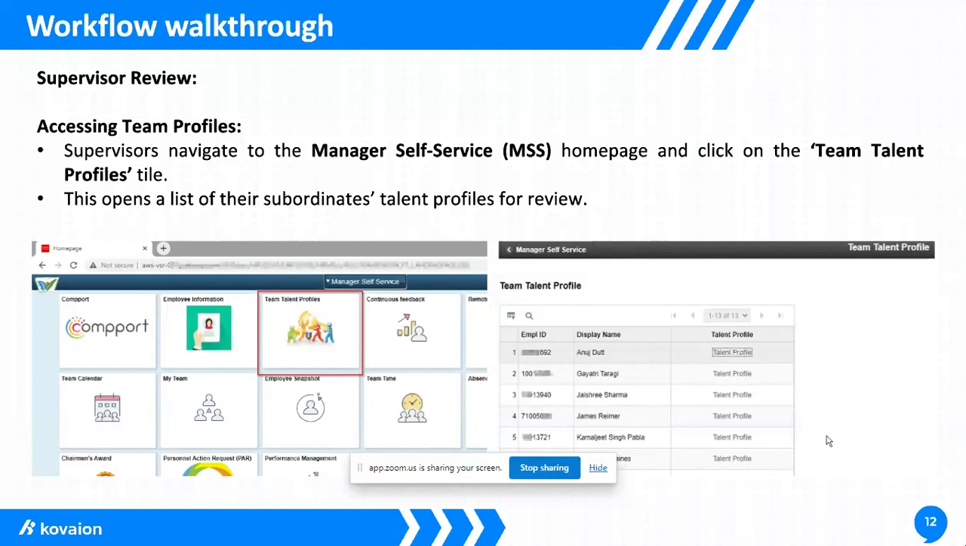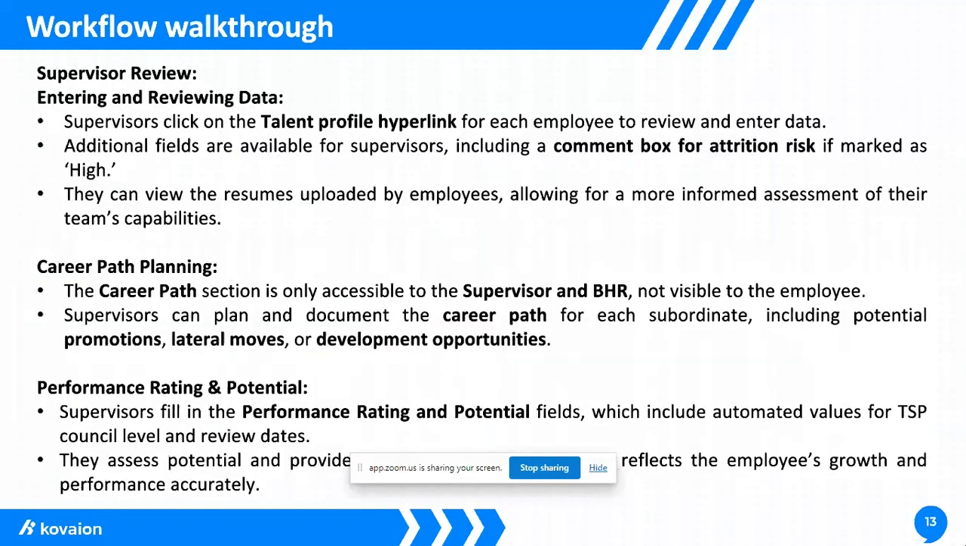He also has view only rights against some of the pages like resumes, which can only be uploaded by an employee. And coming to the mobility page, he will only have access to the two fields, impact of loss and attrition risk, because the other details of the mobility will be filled by the employee. The manager will have only the read access for that page. So the supervisor entering and reviewing the data will have the hyperlink for the comment box of the attrition, and they can view the resume uploaded by the employees, allowing for a more informed assessment of their team capabilities.